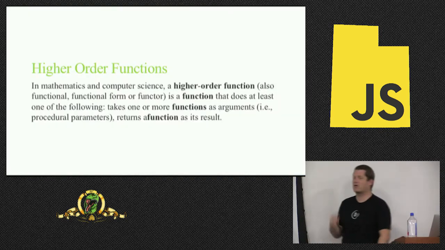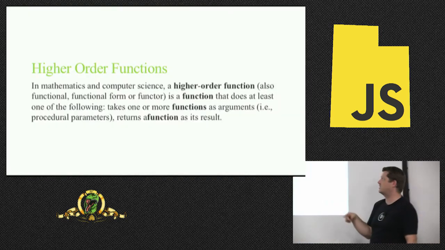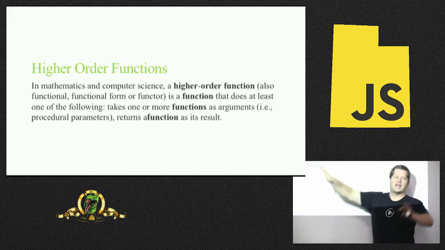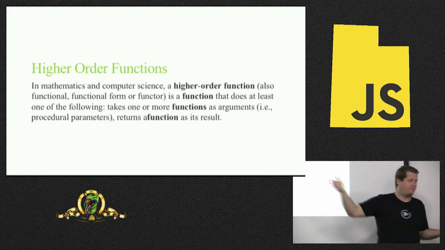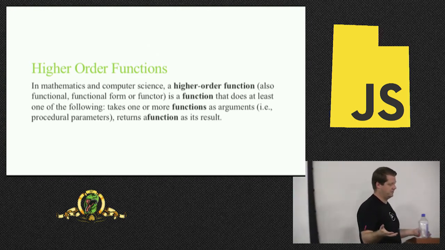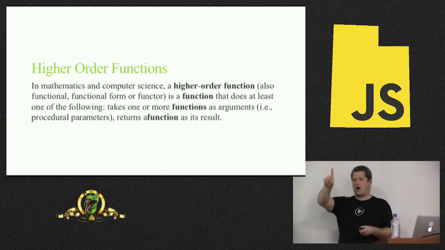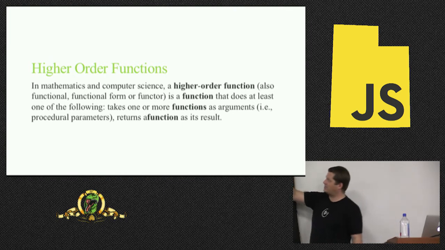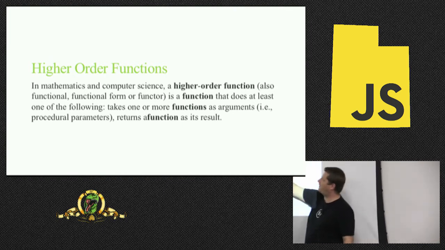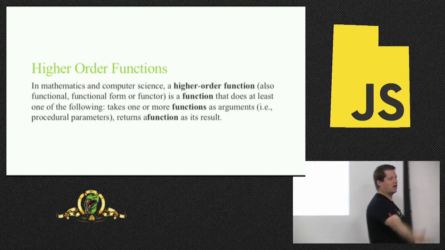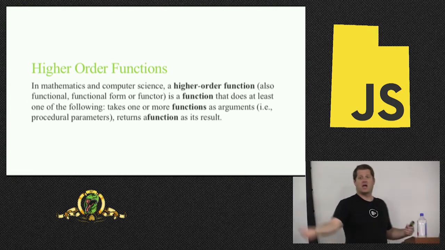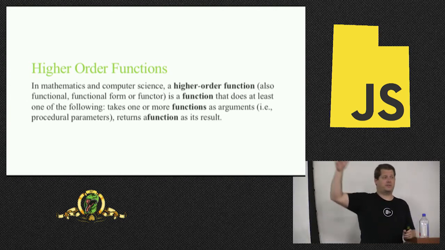Okay, so let's talk about higher order functions for a second, and then we'll come back and finish that thought. So a higher order function, this is simple. There's a wall of text here. I'm not even going to read it. Basically, a higher order function does at least one of these two things. The one thing that it does is it takes one function as an argument. One or more. So if you have a function that takes a function as an argument, that's a higher order function.